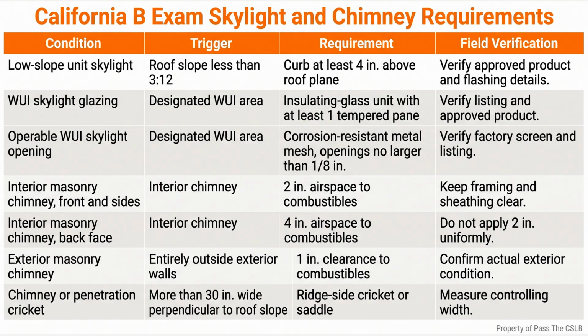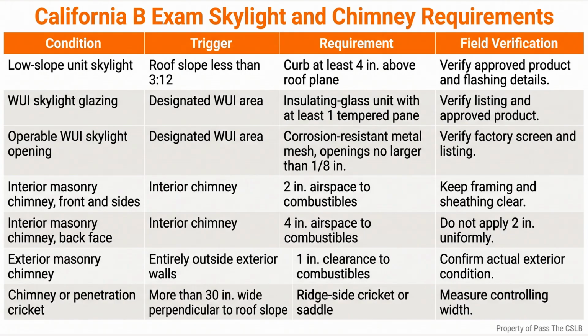Interior is not one uniform number because the back face has the larger clearance. Exterior is a different condition with a 1 inch minimum. The practical effect is straightforward. I do not let headers, trimmers, blocking, roof sheathing, or finish framing close that required airspace. A piece of wood that barely touches masonry is not a harmless fit-up. It defeats the clearance condition. I inspect the space before the area becomes difficult to see.